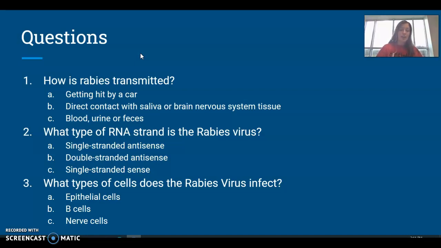So our first question is, how is rabies transmitted? Your options are getting hit by a car, direct contact with saliva or brain nervous system tissue, and blood, urine, or feces. The second question is, what type of RNA strand is the rabies virus? Single-stranded antisense, double-stranded antisense, or single-stranded sense? And the third question is, what type of cells does the rabies virus infect? Your options are A, epithelial cells, B, B cells, and C, nerve cells. So pause your video real quick, try to answer these.